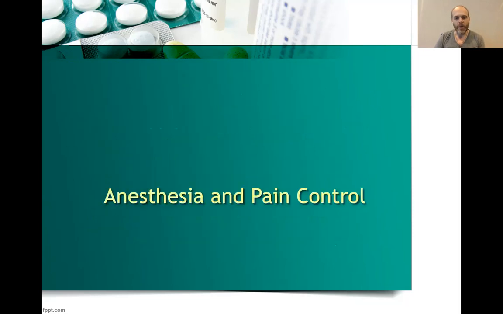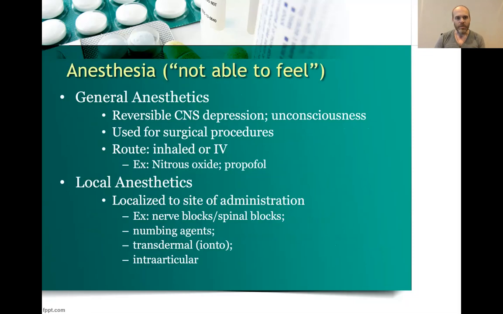Okay, so now we're going to talk about, that's all on the basics of pharmacology. So now we're going to look up the different classes and a few different examples of many different types of drugs. So we're going to start off on anesthesia. Okay, so general anesthetics versus local anesthetics.